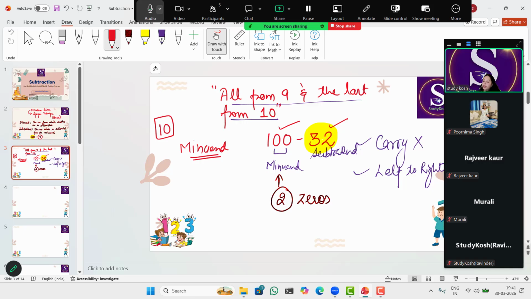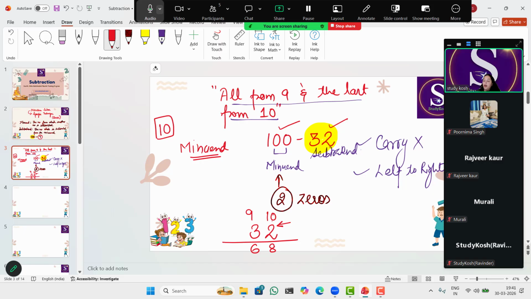The last here is from the left side. The last number here is 2, right? Because we are finding our answer from the left side. So all from 9 and last from 10. We'll subtract from here, then here. So 9 minus 3 is 6 and 10 minus 2 is 8. So 68 is my answer, right?